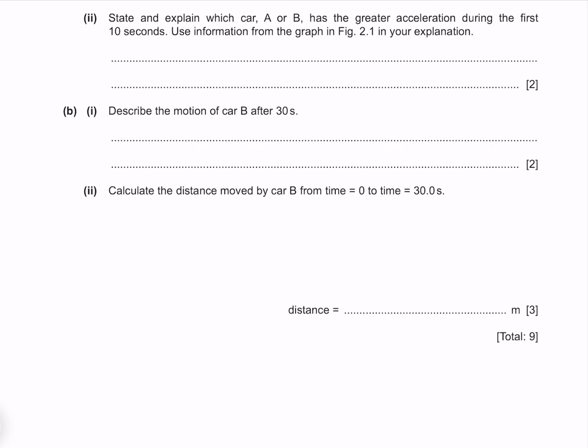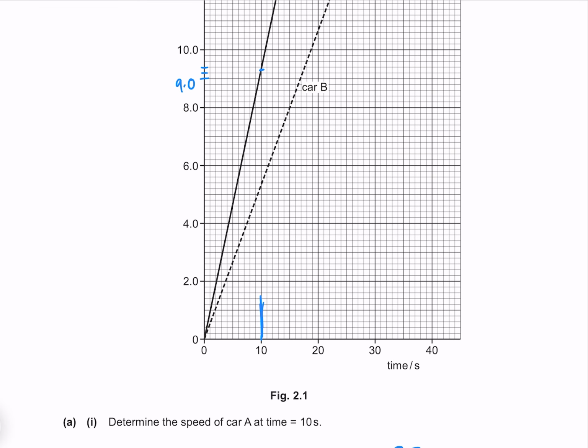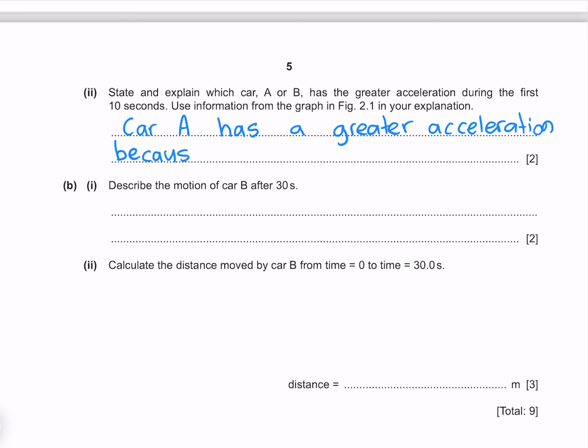State and explain which car, A or B, has the greater acceleration during the first 10 seconds. Use information from the graph in Figure 2.1 in your explanation. On a speed-time graph, the acceleration is the slope of the line. We see that the slope for A is steeper than the slope for B, so car A must have the greater acceleration. Car A has a greater acceleration because the slope is steeper.